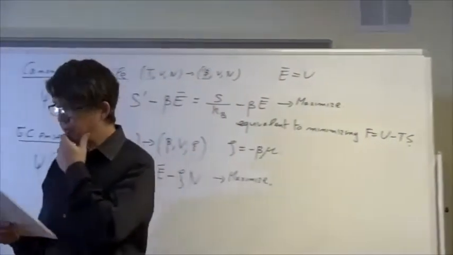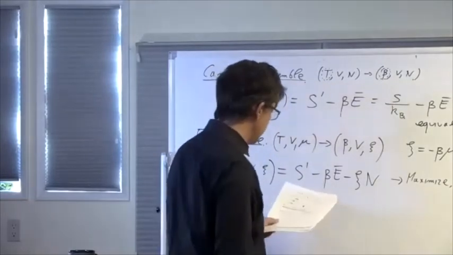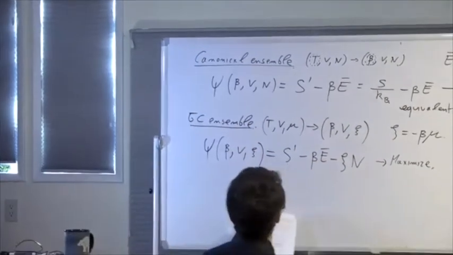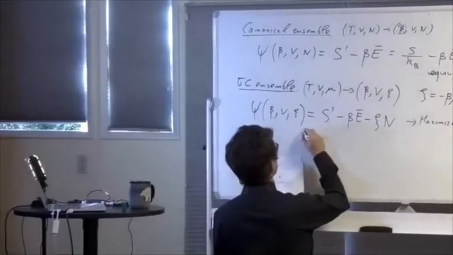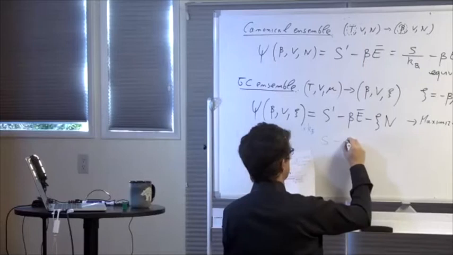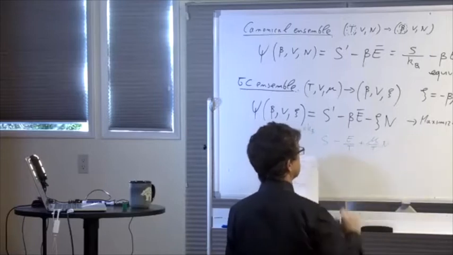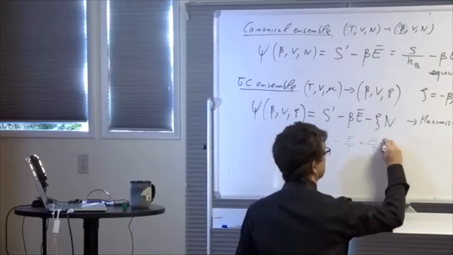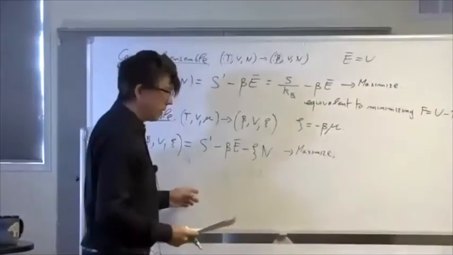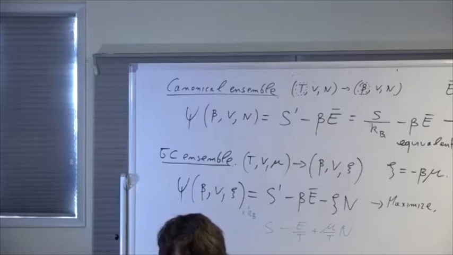If you want to bring this back to things you're more familiar with, you could substitute what beta means, what xi means, right? And this would be, up to, if you multiply by KB, and KB is positive, so I can do that, this would be S minus E over T plus mu over T times N. And I would maximize that, which again, try to convince yourself that this is the same as minimizing what we call the grand potential, the Legendre transform of the energy with respect to Ts and mu n.